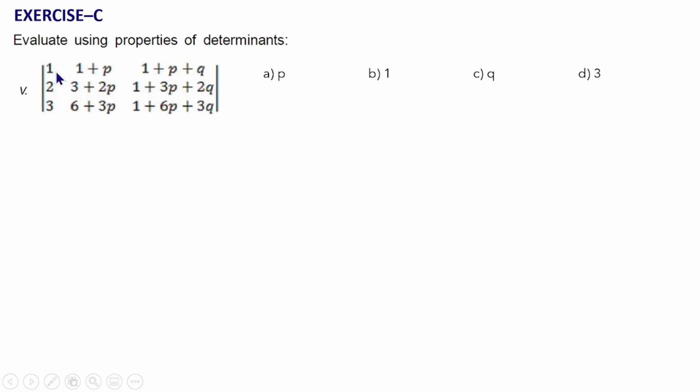Next question, determinant of 1, 1 plus p, 1 plus p plus q, then 2, 3 plus 2p, 1 plus 3p plus 2q, then 3, 6 plus 3p and 1 plus 6p plus 3q. So let us find this. Let us take this as equal to delta. So let us perform R2 changing to R2 minus 2R1 and R3 changing to R3 minus 3R1.